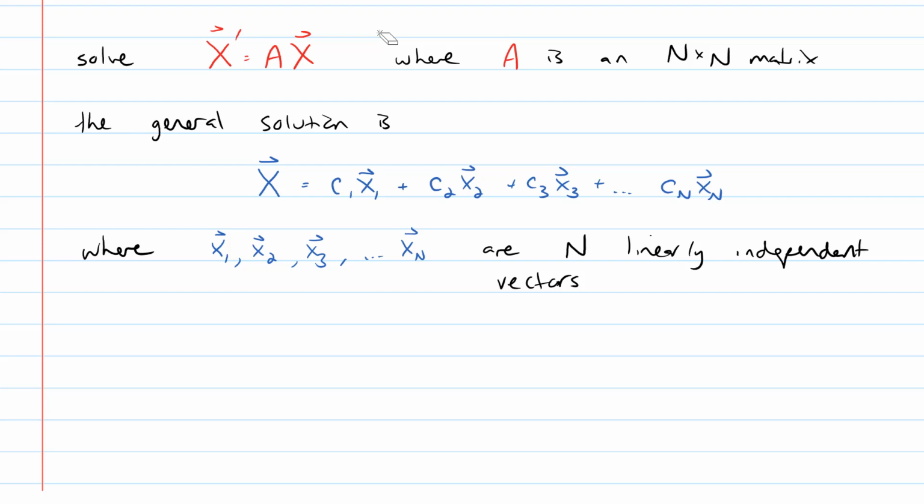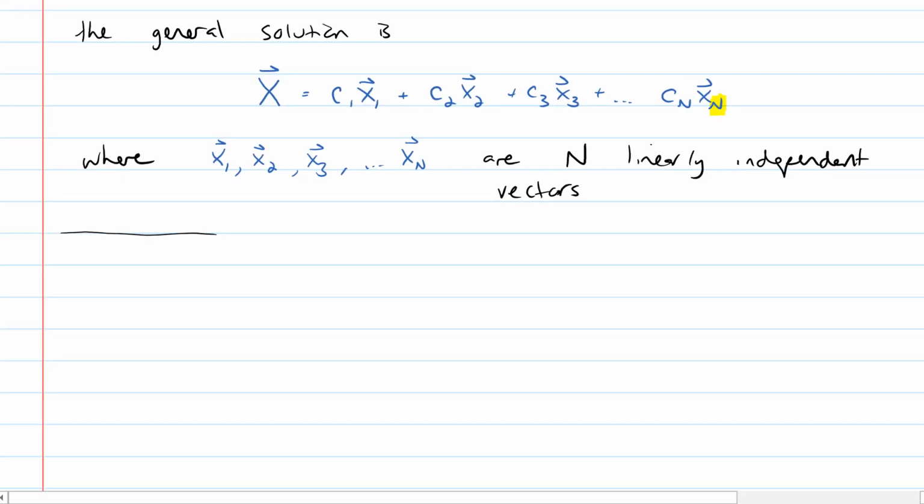The general solution is that vector x is c1 x1, where x1 is a vector, plus c2 vector x2, plus c3 vector x3, all the way up to cn vector xn, where the n by n matrix A corresponds to the number of terms in the solution, where all of these vectors x1, x2, x3 to xn are n linearly independent vectors. So what do we do with that? We're going to look at a method of solution.